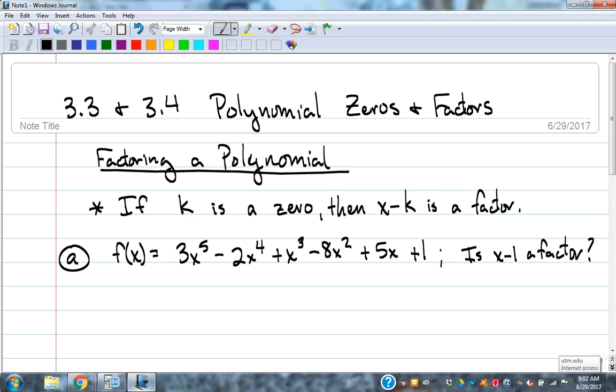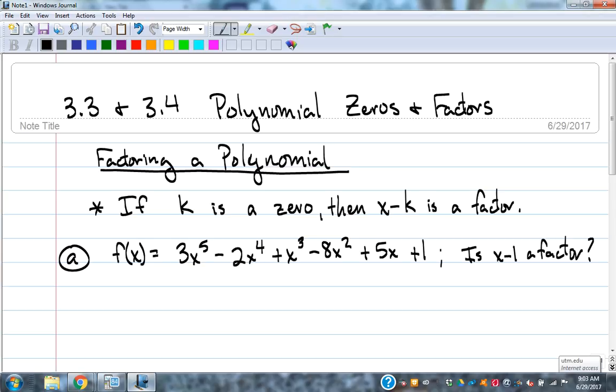And remember, if it is a factor, when you do synthetic division with that k value, then the remainder is going to be 0. If it's anything other than 0, then it's not a factor, and that kind of stops you with that particular number.